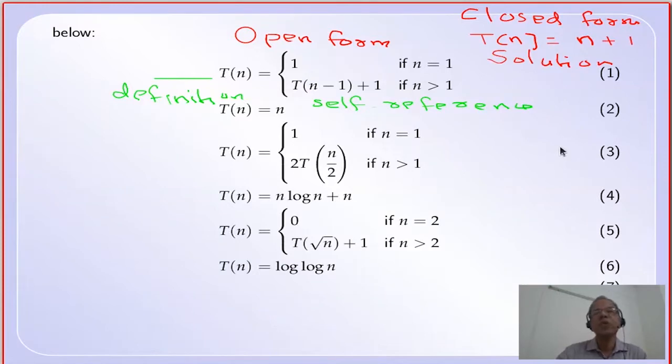So in this class, what we want to do is how to solve recurrence relations, or from an open form of the recurrence relation, how to obtain a closed form. Why are we interested in the closed form or solution? Because only in the closed form or solution we get an idea of the running time, the asymptotic growth of the running time.